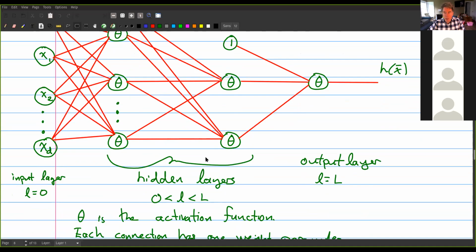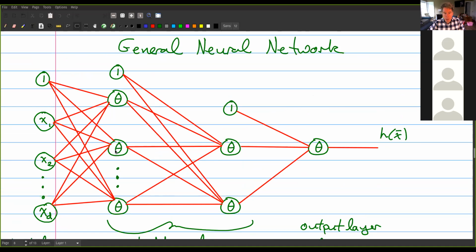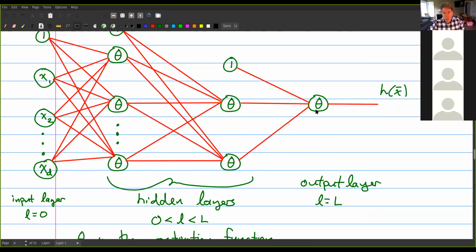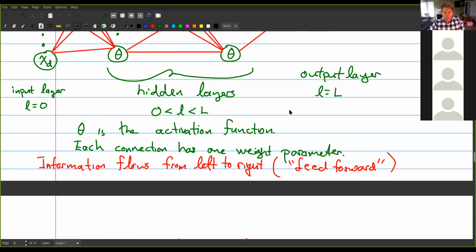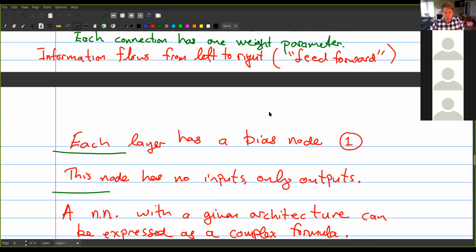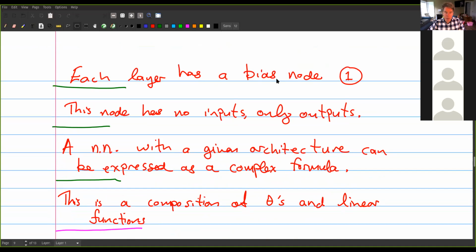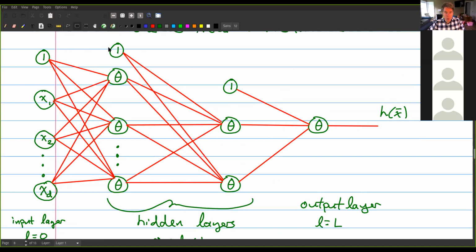Okay, so this is just the general terminology. Each node has a transition function or an activation function. The last node, if you're doing classification, has an activation function. But if you're doing regression, then you might want to leave off the last activation function, and then the output will just be a weighted sum of these inputs. This is a feed-forward architecture. Each layer has a bias node. The bias node is this 1 at the top. The 1 has outputs but no inputs.